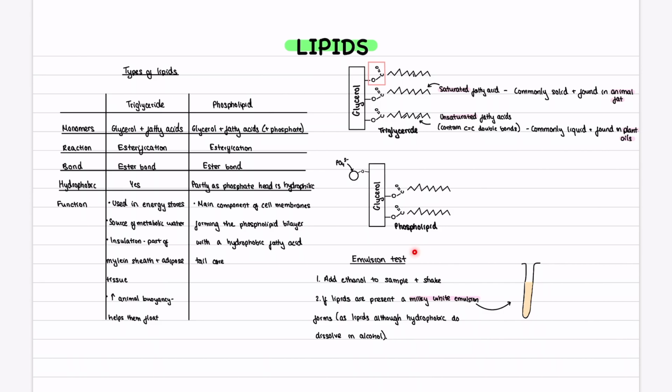Finally, in order to test for the presence of lipids, the emulsion test is done. This is where alcohol is added to the sample and shaken. If the new solution looks like a milky white emulsion, then lipids are present. Even though lipids are hydrophobic, they will dissolve in alcohol.